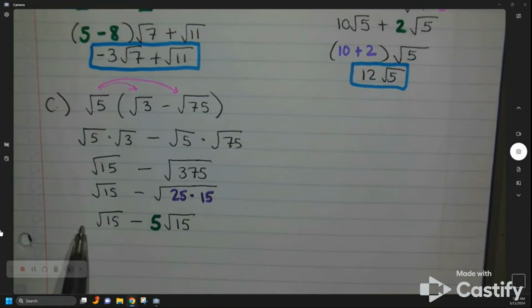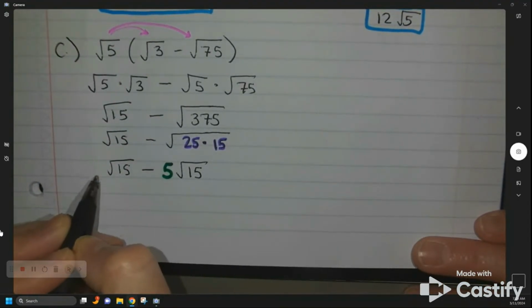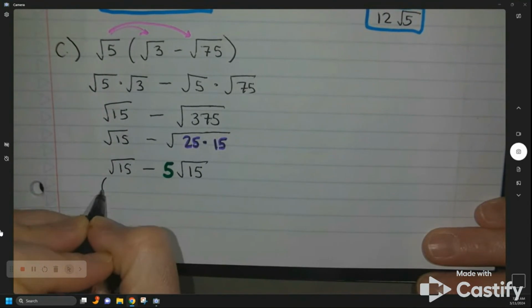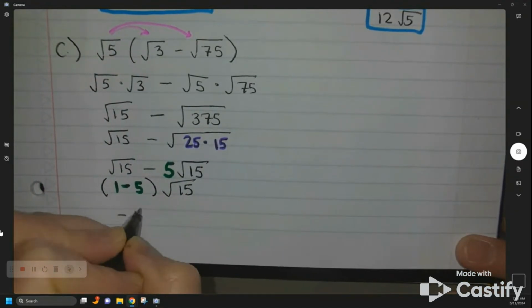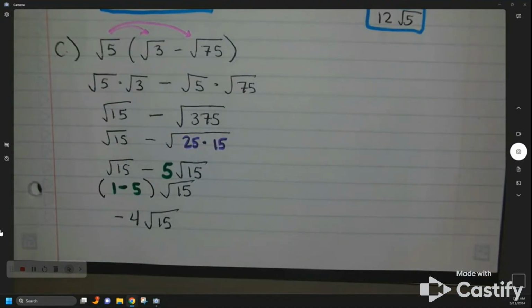Now remember, even though there's no number here, that invisible math that we have sometimes, right? We have a whole number of 1 outside this. So we have in parentheses 1 minus 5 times that square root of 15. 1 minus 5 gives us negative 4. So our final for this one is going to be negative 4 times the square root of 15. So that's our simplified radical form.